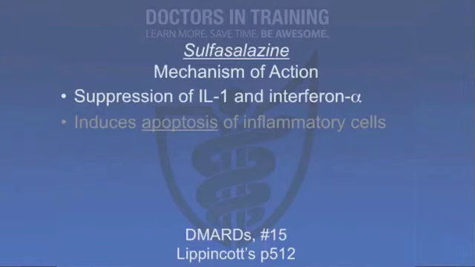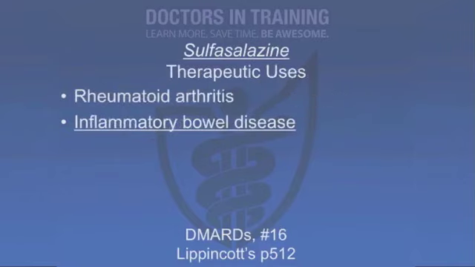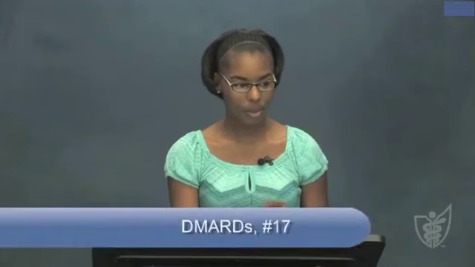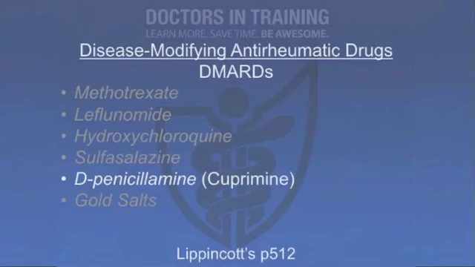The mechanism of action: the first thing it does is suppress interleukin-1 and also interferon alpha. It also induces apoptosis of inflammatory cells. So this one we use in rheumatoid arthritis and also inflammatory bowel disease. Some of the adverse effects for this drug are going to be hepatotoxicity, agranulocytosis, and again, nausea, vomiting, some diarrhea. With sulfasalazine, you need to serially monitor the patient's CBC.